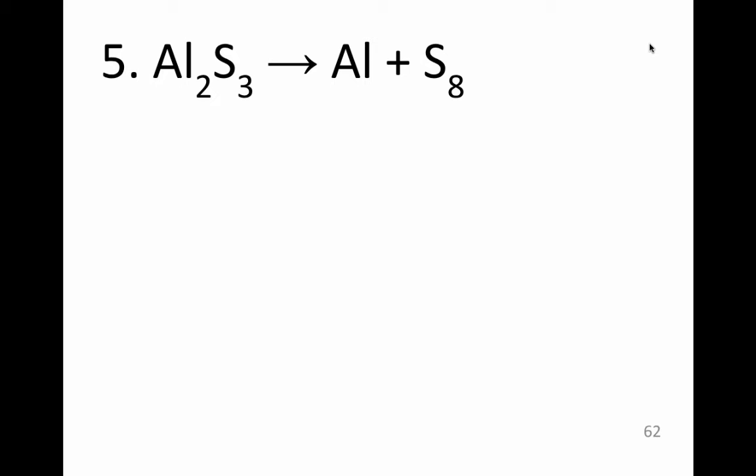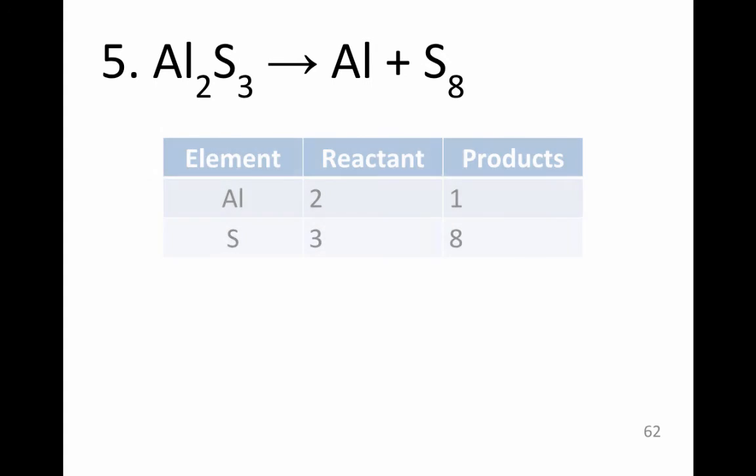Looking at this problem, Al2S3 becomes Al plus S8. You only have two elements here, aluminum and sulfur. You have 2 reactants of aluminum, 1 product of aluminum, 3 reactants of sulfur, and 8 products of sulfur. So the first place I'm going to start is where I notice I am the least. If I put a 2 in front of Al, I change my table to reflect that. However, now my sulfur is off.